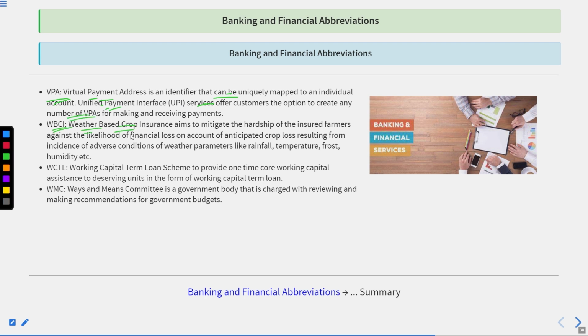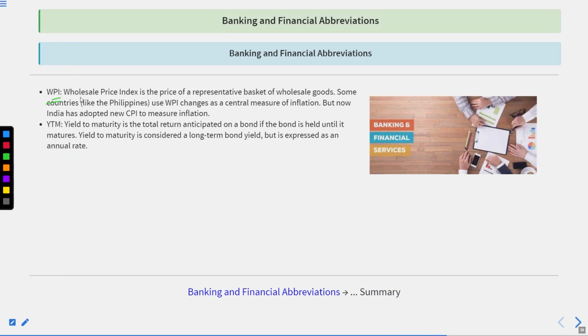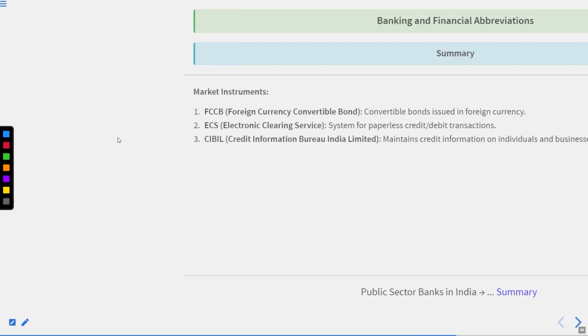WBCI, Weather-Based Crop Insurance, aims to mitigate losses to the insured crops. Then WCTL, Working Capital Term Loans. WMC, Ways and Means Committee. WPI, Wholesale Price Index, is like the CPI, but it actually works on wholesale prices. YTM, Yield to Maturity, is the total return anticipated on a bond if the bond is held until it matures.